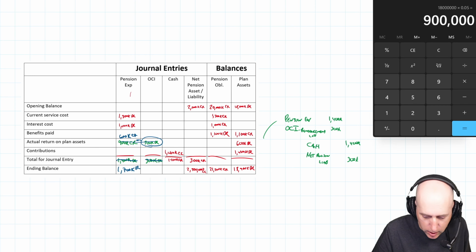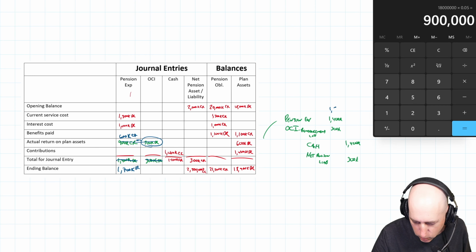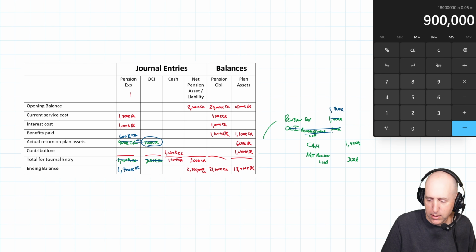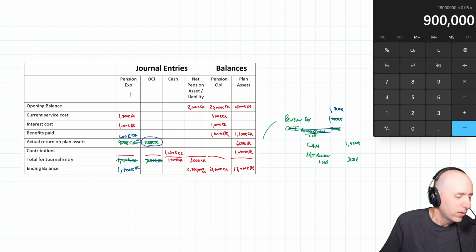Everything else is the same. So our pension expense, 1.7 mil. Nothing goes to OCI. And the thing balances, and there you go. We've done it under ASPE. We've done it 3 ways.